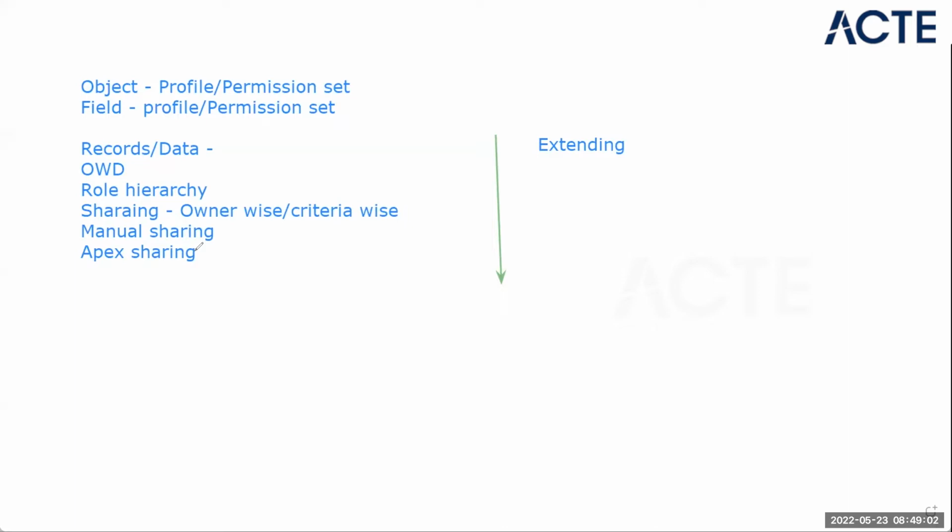So extending will be, you can see, from upward to downwards. Upward is more restricted, downward is more exposed. Okay, so this is the basic funda we are going to utilize in our Salesforce org and see how it's going to work.